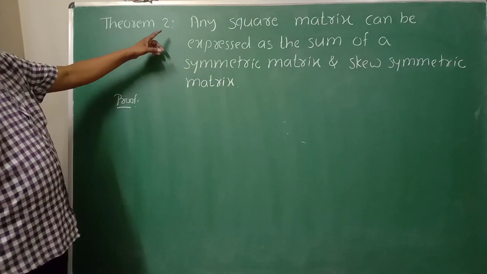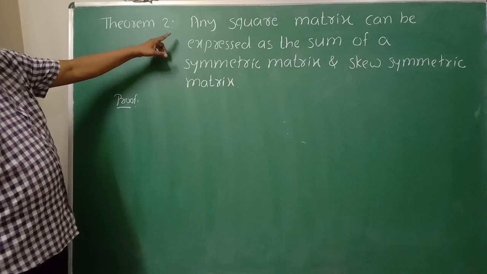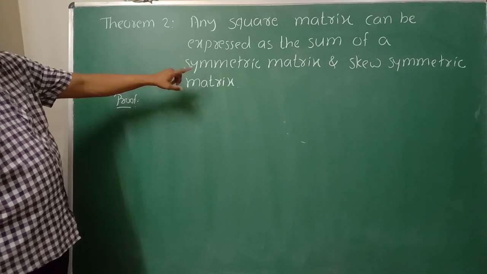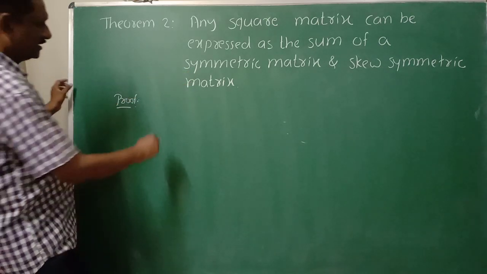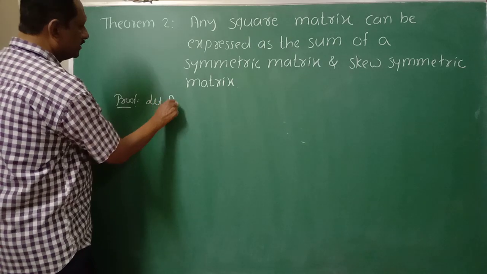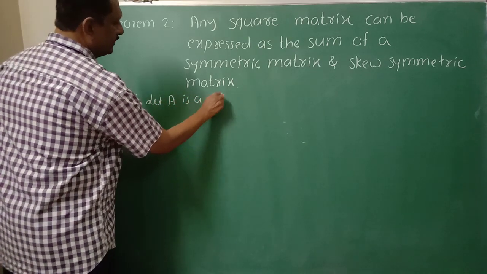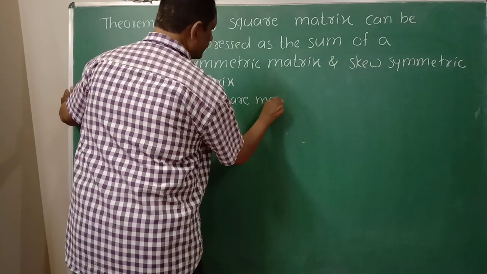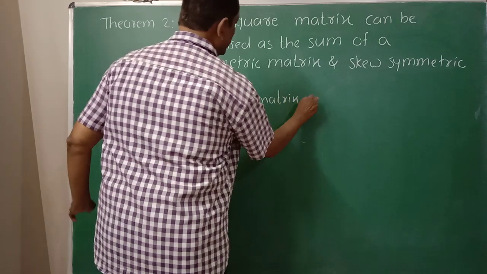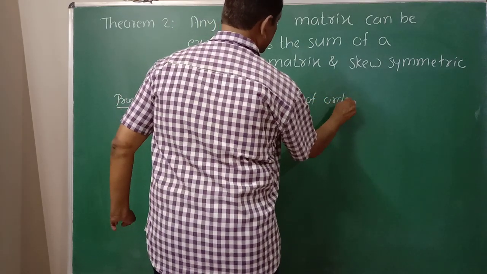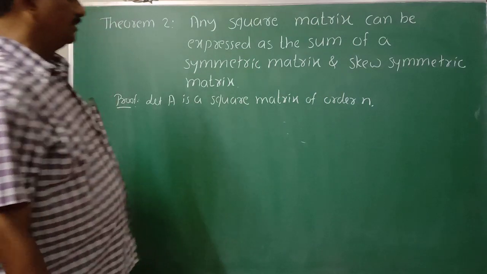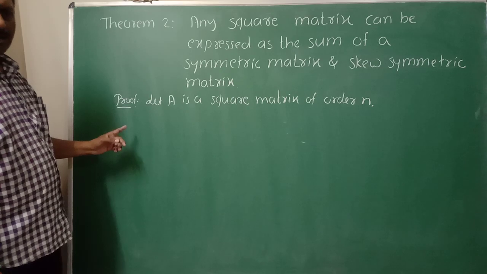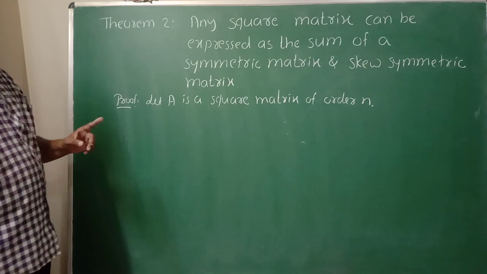So theorem number 2: any square matrix can be expressed as the sum of a symmetric matrix and a skew symmetric matrix. Let us consider A is a square matrix of order n. Then from the previous theorem, we already proved A plus A dash is symmetric and A minus A dash is a skew symmetric matrix.